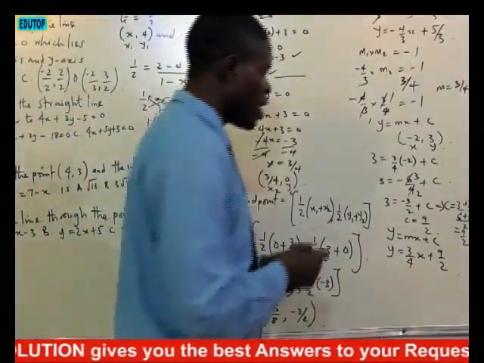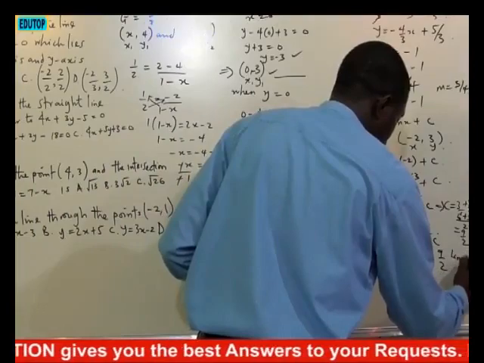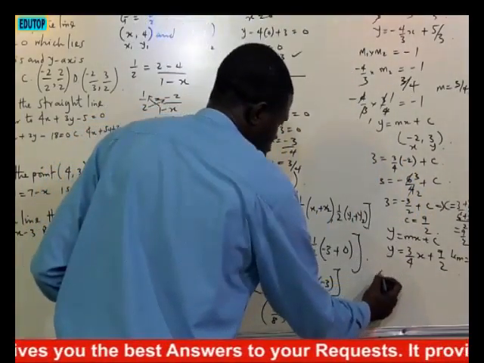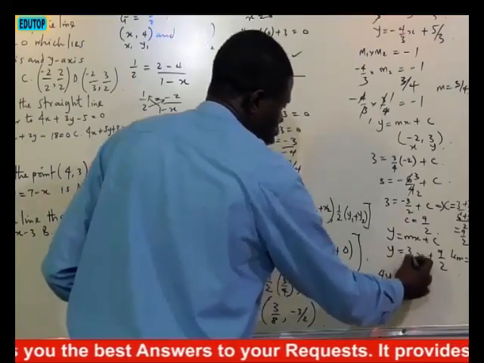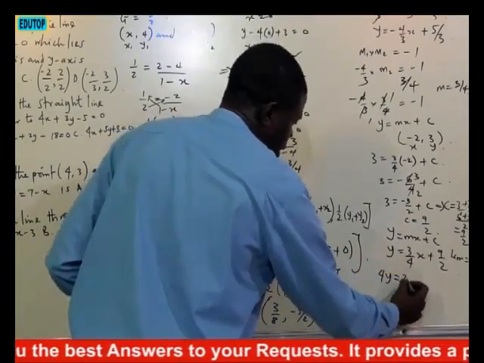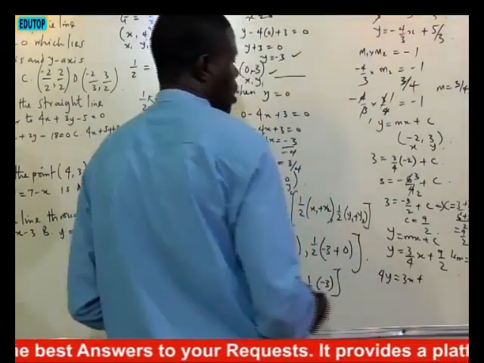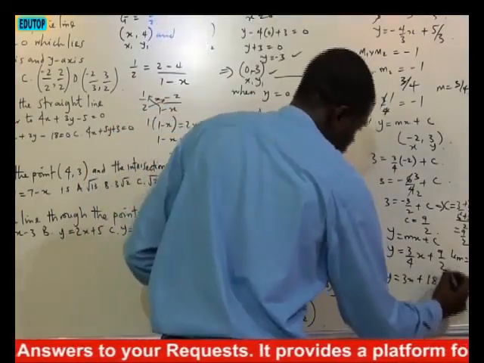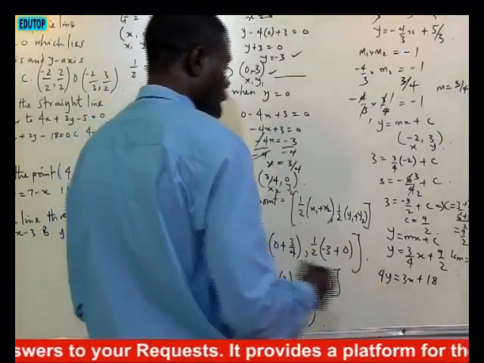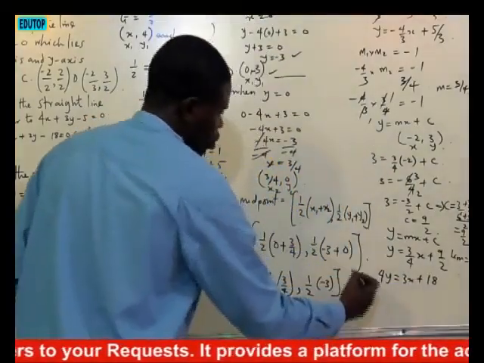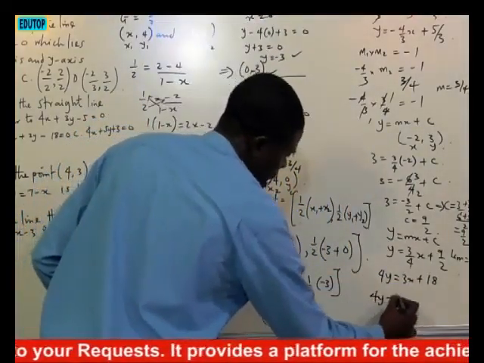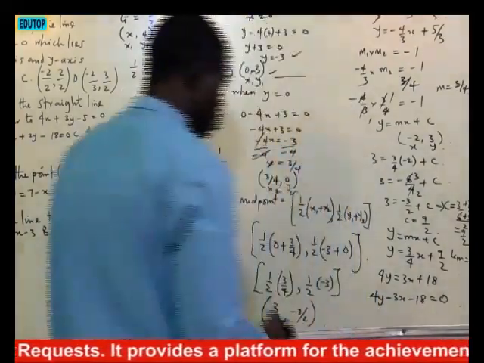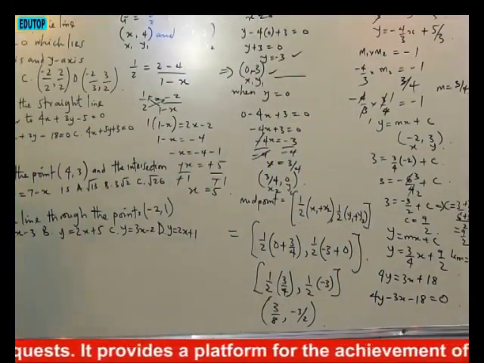So what's the LCM here? LCM here is 4. So I multiply by 4. Multiply y by 4, 4y. Multiply 3 over 4 x by 4, that will be 3x. Multiply 9 over 2 by 4, that will be 18. So here, to now get the equation of my line, I will transfer everything to the other side. I have 4y minus 3x minus 18 equals 0. So this will be the equation of the line.